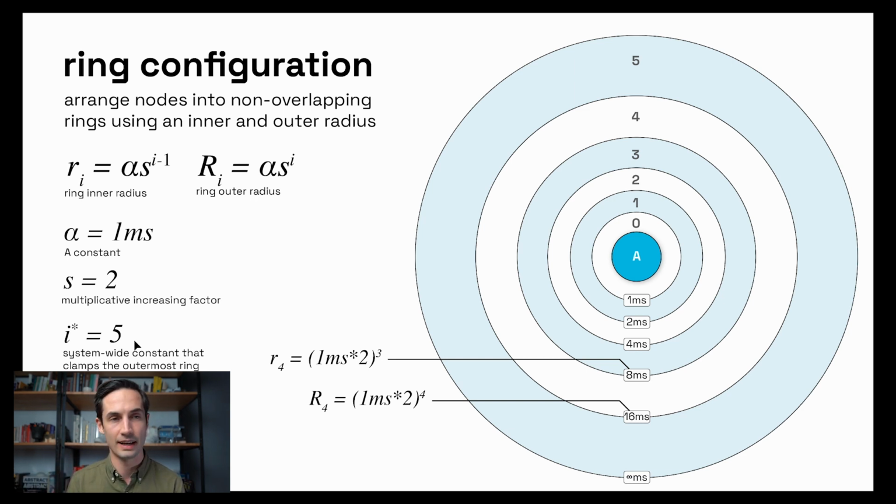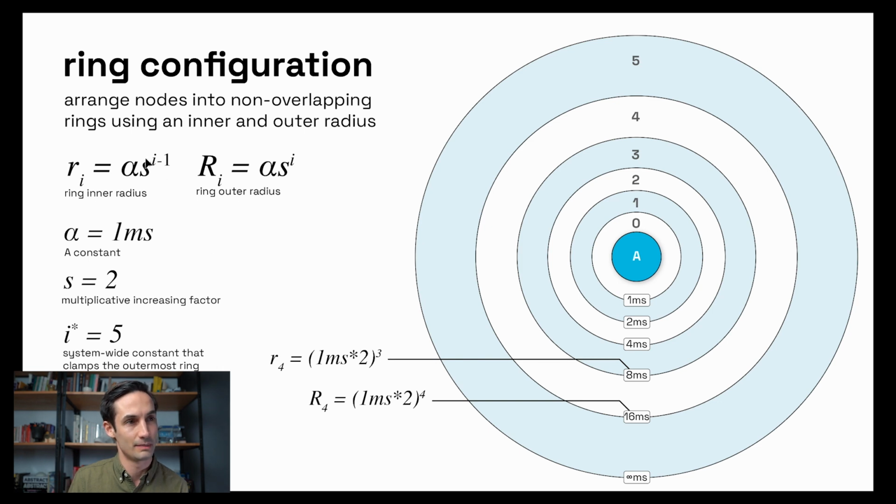For some of these examples today, I'm going to use 5 because it's a smaller number and easier to put on a diagram. And basically, just to run a simple calculation for what the inner and outer ring radius of ring 4 is, I've done out the math out here. So subbing in some of these constants that are chosen on the left, ring 4's inner radius is 1 millisecond times 2 to the power of 3.